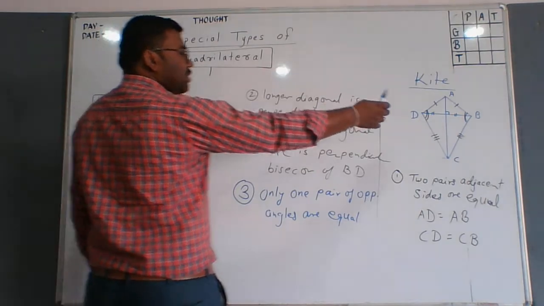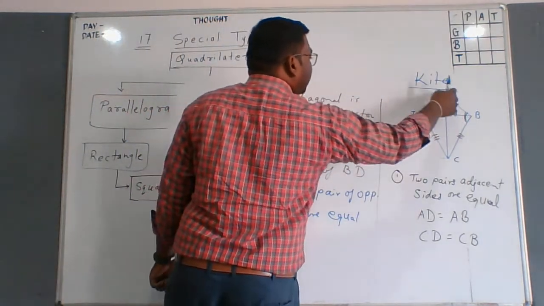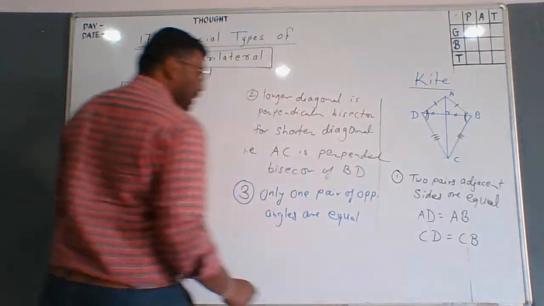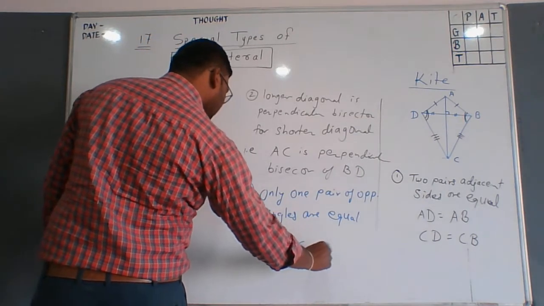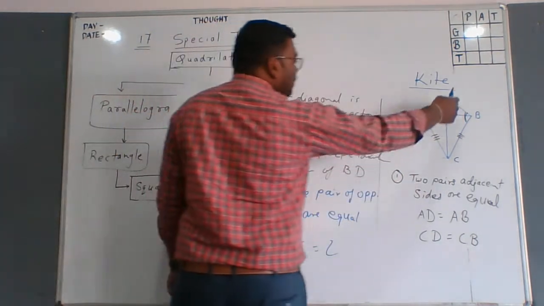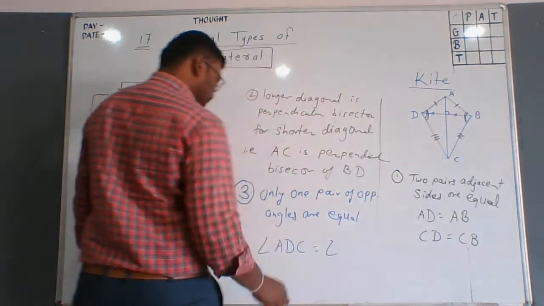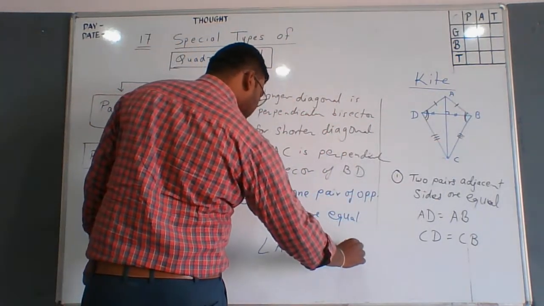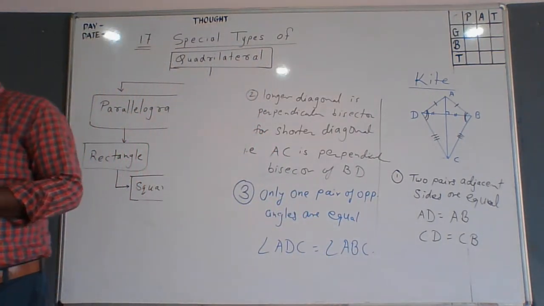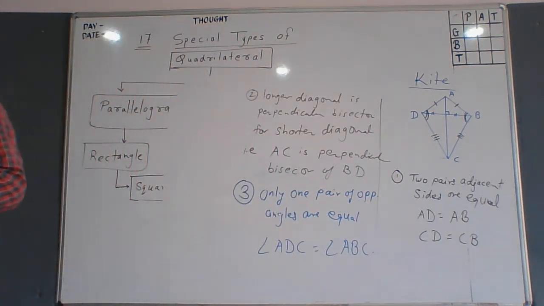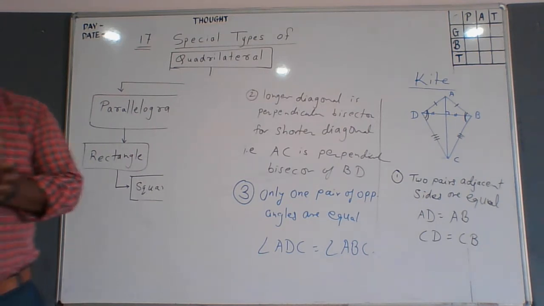Which two angles are equal in it? Angle D and angle B. Namely, angle ADC equal to the angle ABC. Okay. So all these are the properties that we are going to learn in our chapter.